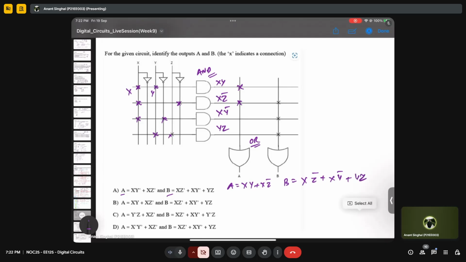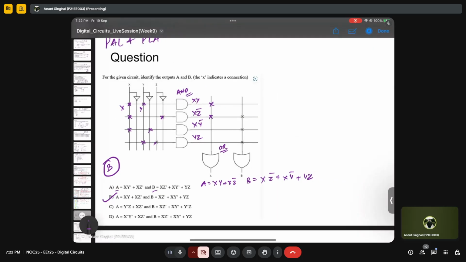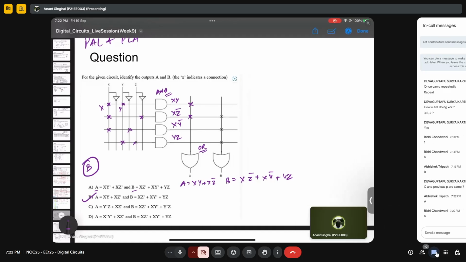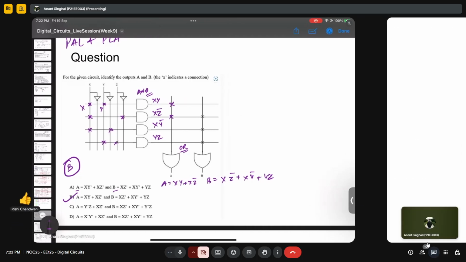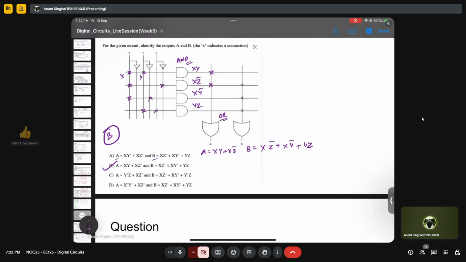So is there an option like that? XY plus XZ bar, XZ bar plus XY bar plus YZ. Yes, so option B is the correct answer. I hope I've done the calculations correctly. Is it clear to everyone? Okay, so let's move ahead.